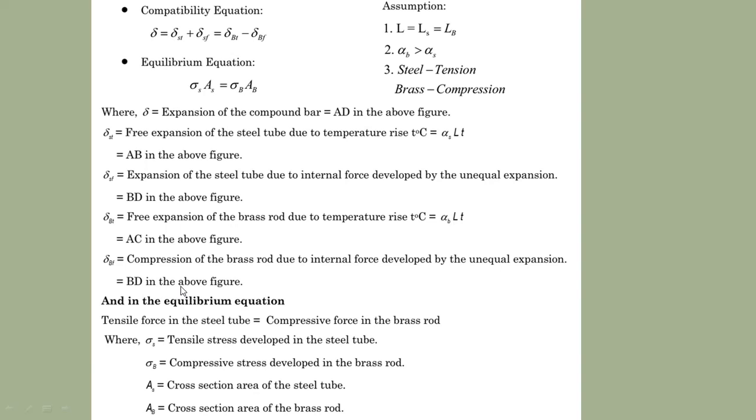And in the equilibrium equation, the tensile force in the steel tube is equal to the compressive force in the brass rod, where sigma S is the tensile stress developed in the steel tube, sigma B is the compressive stress developed in the brass rod, AS is the cross sectional area of the steel tube, and AB is the cross sectional area of the brass rod.